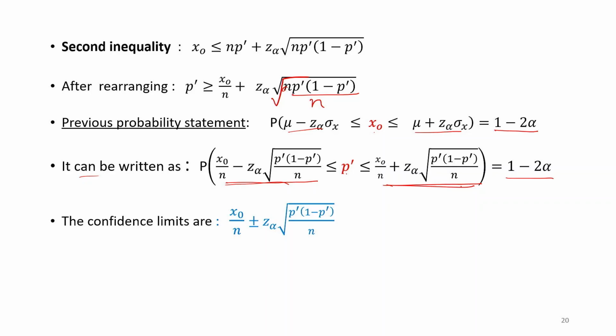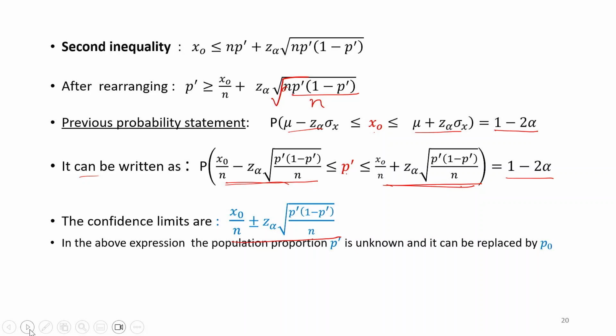And therefore, the confidence limits are X0 by n plus or minus z alpha root over P dash times 1 minus P dash by n. That is the confidence limits for the proportion. Now here also there is a little issue. What is that?